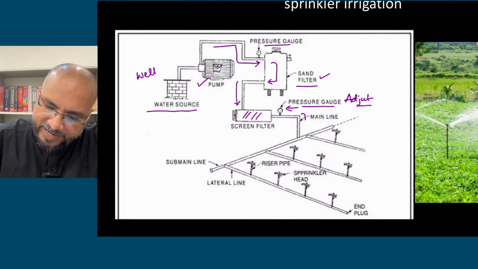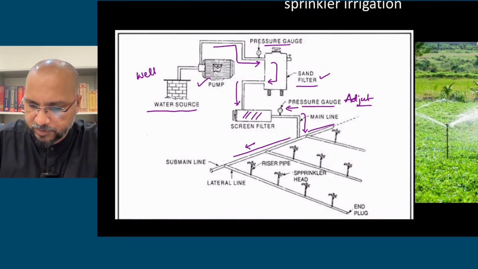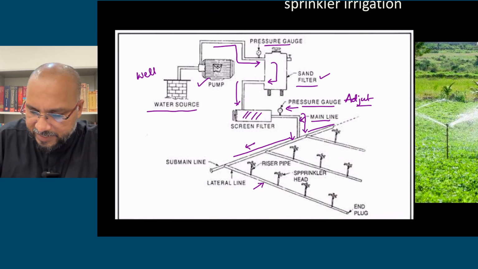So here you have a main line. From this main line water will go into the sub main line. This is the sub main line. From the main line the water is entering into the sub main line. So this is the main line, this pipe. From here the water has entered into the sub main line. From the sub main line you have laterals. This is a lateral line. From one sub main line there will be many laterals.